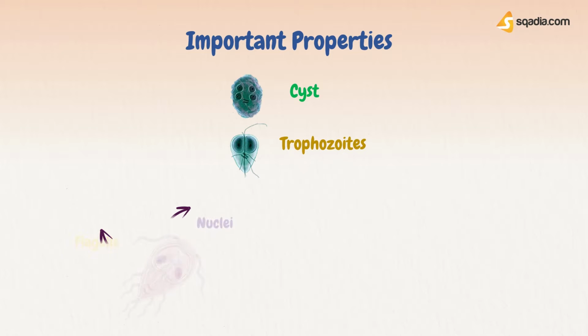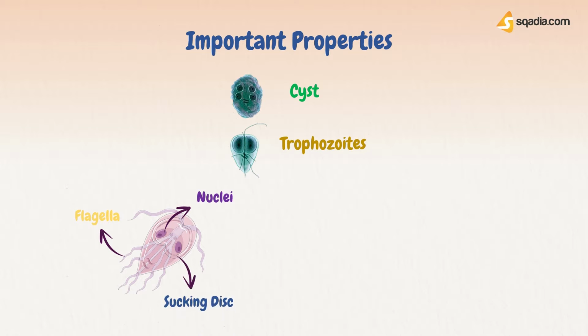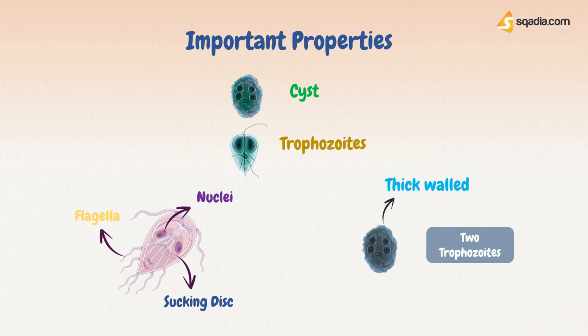The trophozoite is pear-shaped with two nuclei, 4 pairs of flagella, and a suction disc, with which it attaches to the intestinal wall. The oval cyst is thick-walled with 4 nuclei and several internal fibers. Each cyst gives rise to 2 trophozoites during excystation in the intestinal tract.